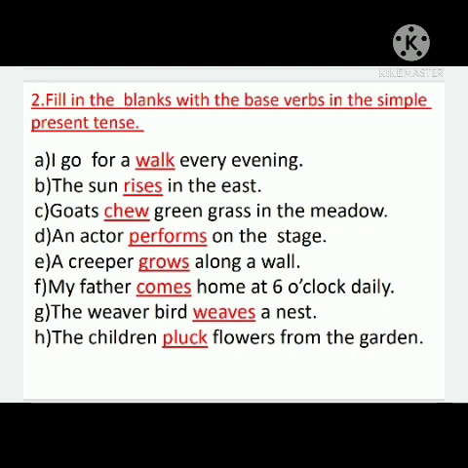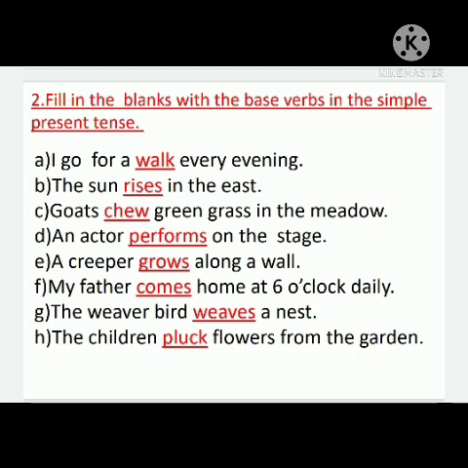Now G. The weaver bird weaves a nest. The weaver bird. Bird means singular. The weaver bird, singular is there. Then only we have to add s or es to the verb. Weave, weaves. Weaves a nest.